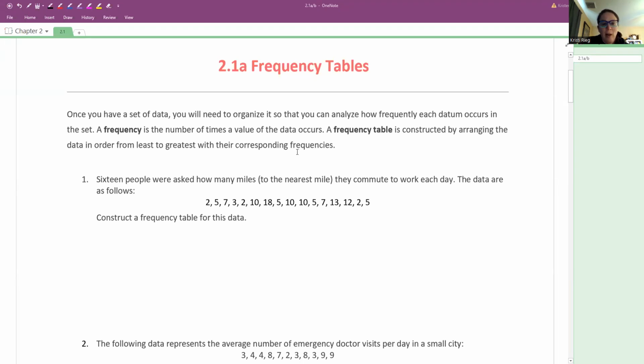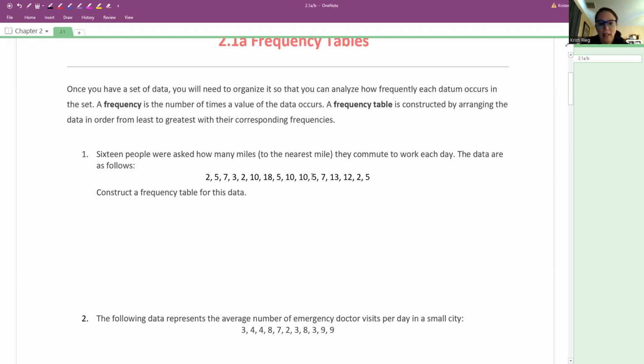And so this is talking about how we're going to organize our data so that we can see what's going on. So the frequency is the number of times a value of the data occurs. And a frequency table is constructed by arranging the data from least to greatest with their corresponding frequencies. And so we do not need to rewrite these numbers from least to greatest. They'll just kind of naturally form as we do the tallies.